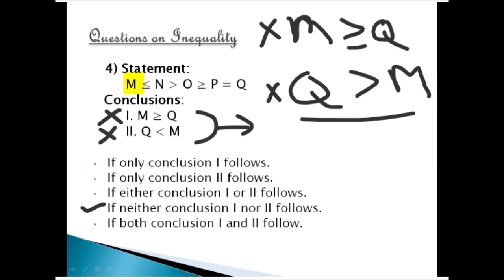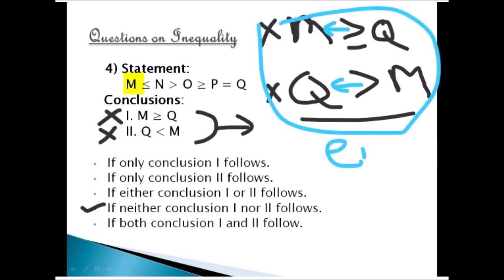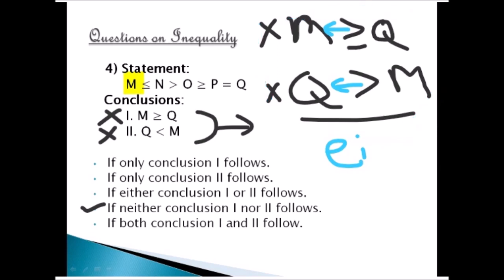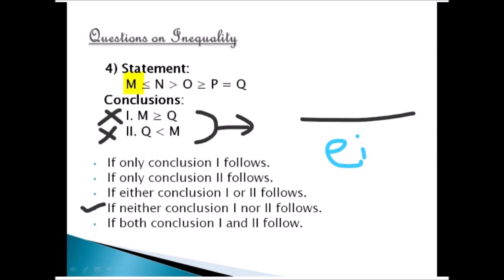But the thing is, here the opening of the symbol is towards M, and here the opening of the symbol is towards Q. Open part is towards Q and this open part is towards M. This would be the either case. So now, in our question 4, this is neither case.